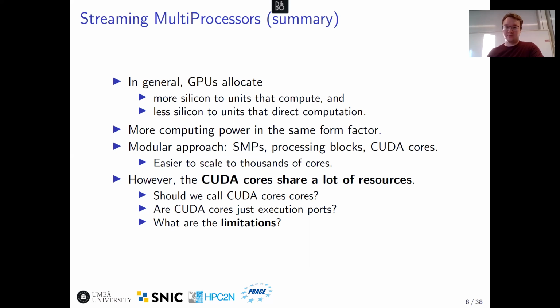However, these CUDA cores share a lot of resources, which means that some people could argue that they are not really true cores, and should we actually call them execution ports? And of course, the fact that they share a set of cores and share a scheduler is going to be quite a significant complication when you're writing code.